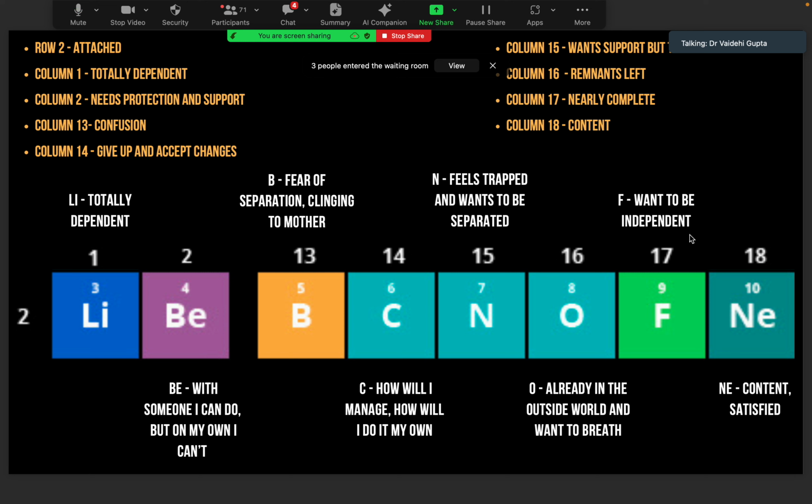Oxygen: already in the outside world and wants to breathe. Oxygen is of course for breathing, for respiration. So he is in the outside world and now he wants to breathe. He wants to do something in his life.